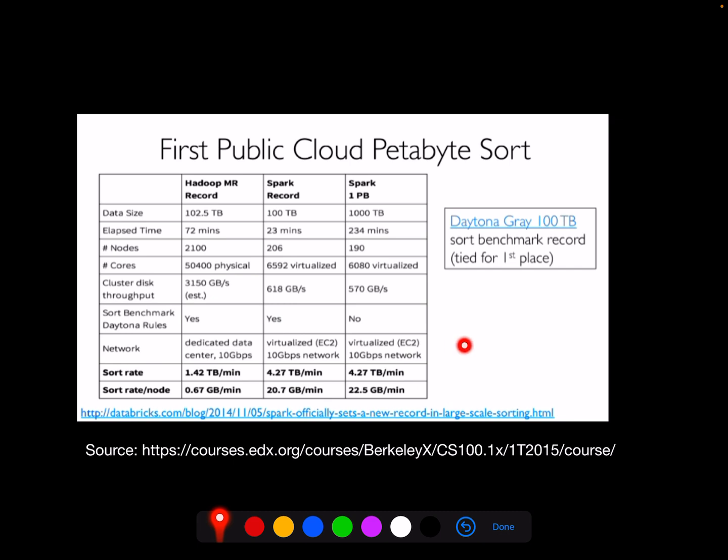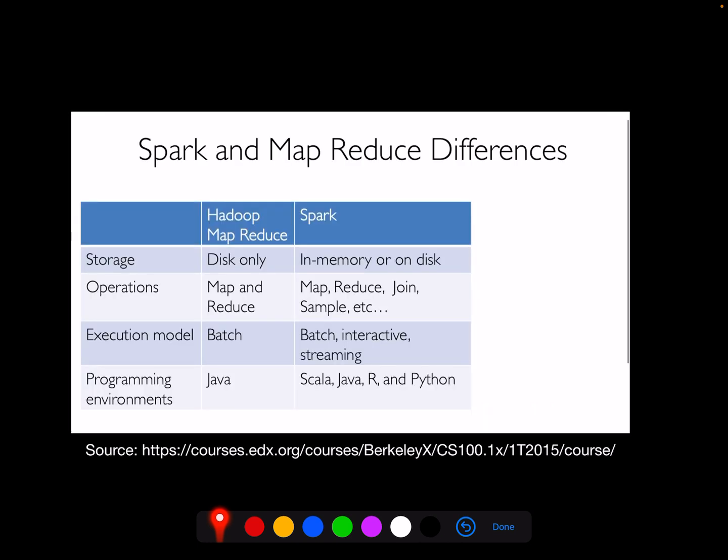Then here is the comparison sheet comparing Hadoop MapReduce with Spark. Based on the sort rate for a class example, Spark achieves almost 3 times faster than MapReduce. For a better comparison of the details, for storage, Hadoop MapReduce mostly uses disk, and Spark uses a lot of memory and some disk.